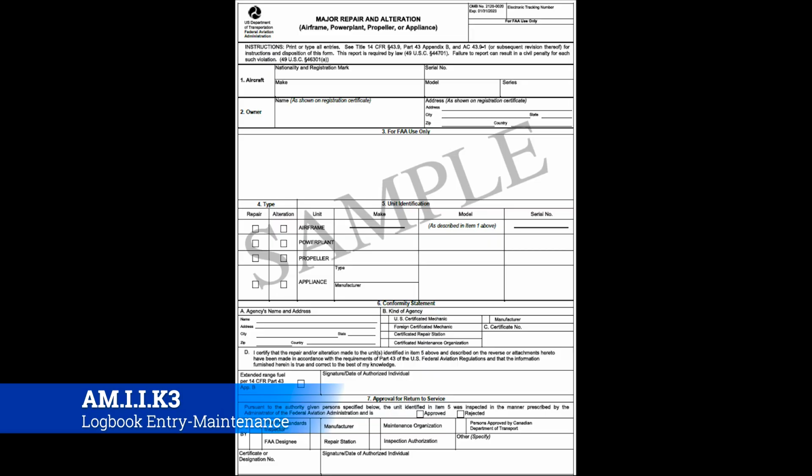What if we had to modify the aircraft? Or what if we had to do some serious maintenance? What if we did an engine swap? What does that maintenance entry look like? Okay, so the short answer to this question is FAA Form 337.